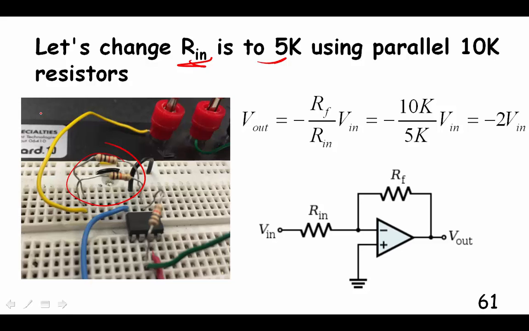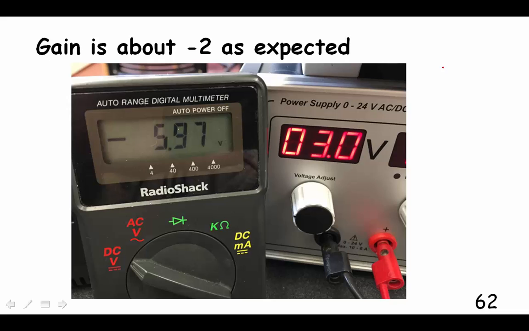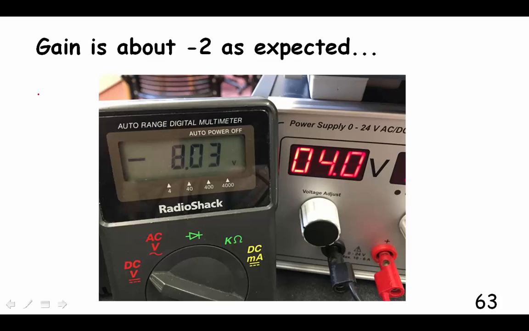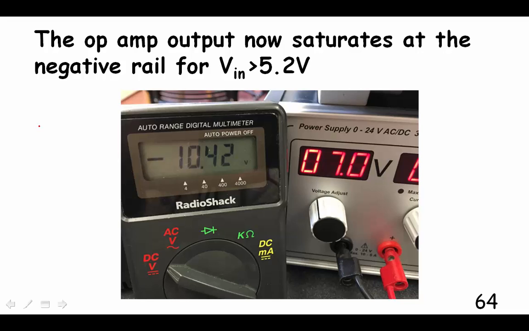Okay, well, let's change Rn to 5K. I did that by just putting two 10Ks in parallel, so that's 5 kilo ohm resistance on the input, which gives us a gain of -2. Let's see if we get a gain of -2. Here's the input of 3, output of -6. Input of 4, output of -8. Looks good.